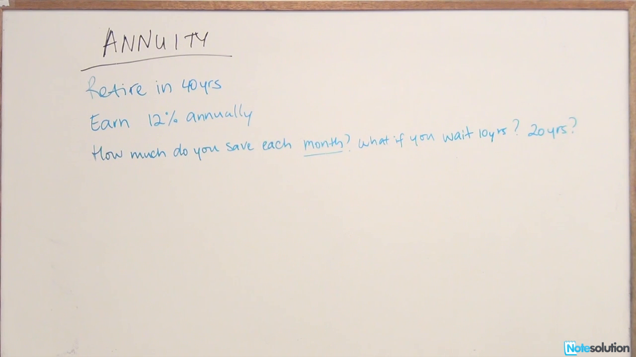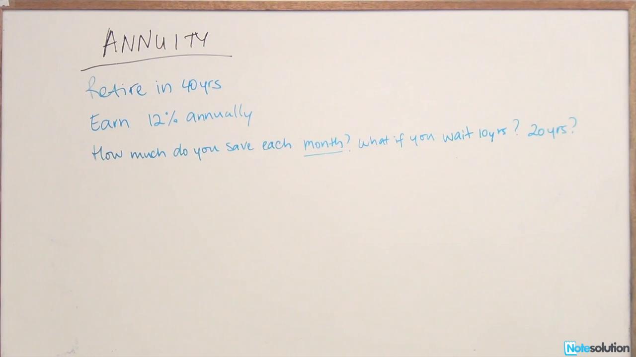Okay, so this is an intermediate level question. It tells us that you want to retire as a millionaire. You want to retire in 40 years. You can earn 12% annually on your investments. And it asks us, if you want to have $1 million in 40 years, how much do you have to save each month? And then there are some variations of the question.